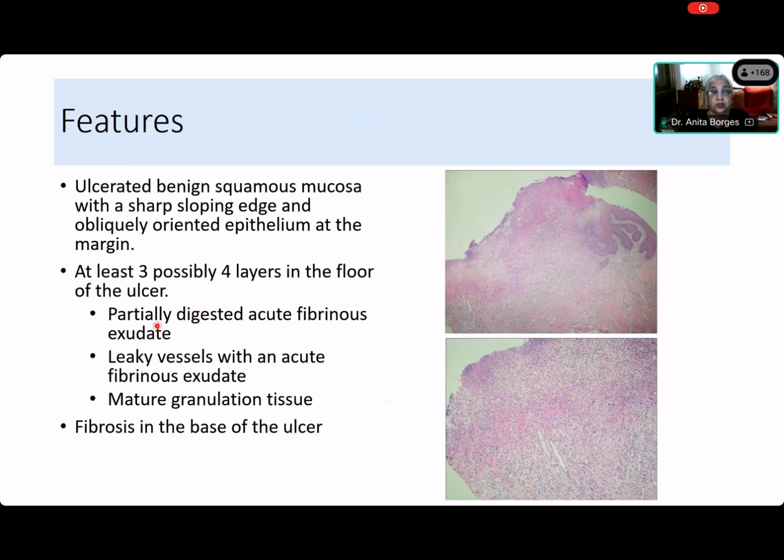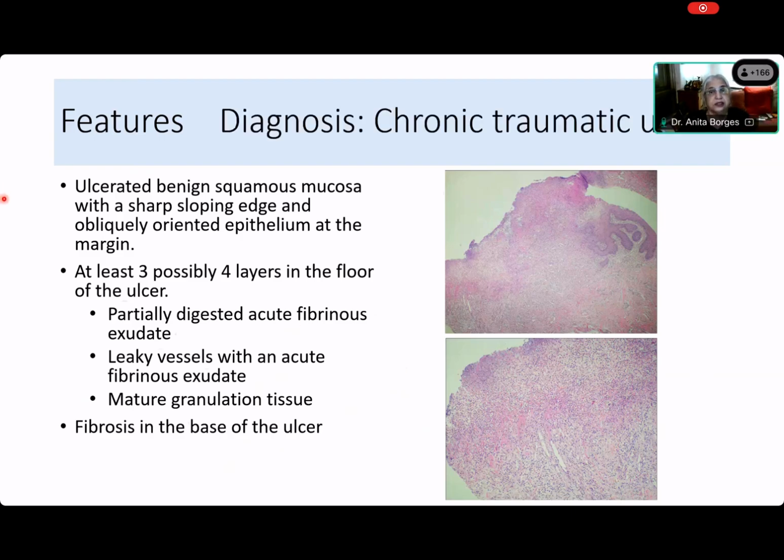Okay, so you've got the three, maybe four layers: partially digested acute fibrinous exudate, then leaky vessels with an acute fibrinous exudate, mature granulation tissue, and fibrosis in the base of the ulcer. So note that this is the floor of the ulcer, and the base is down here. Okay, the rest of it is all parts of this. All right, the diagnosis is that this is a chronic traumatic ulcer.